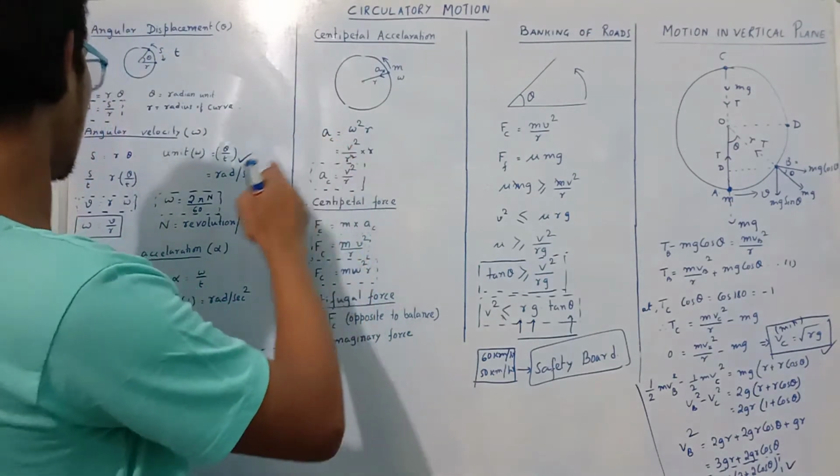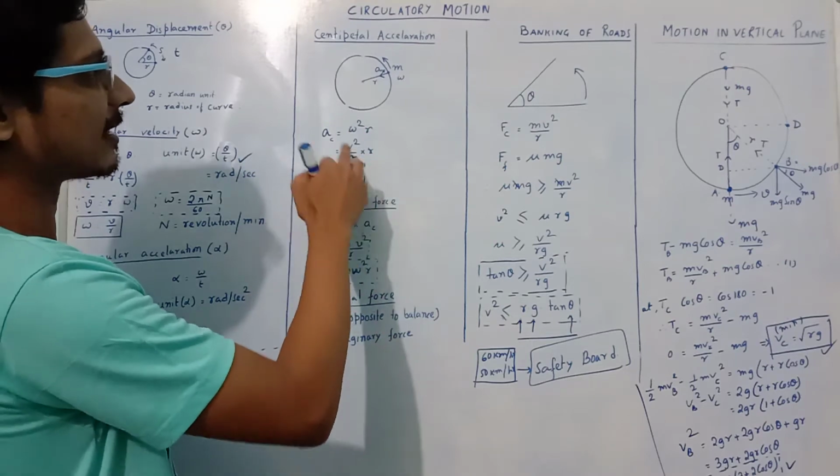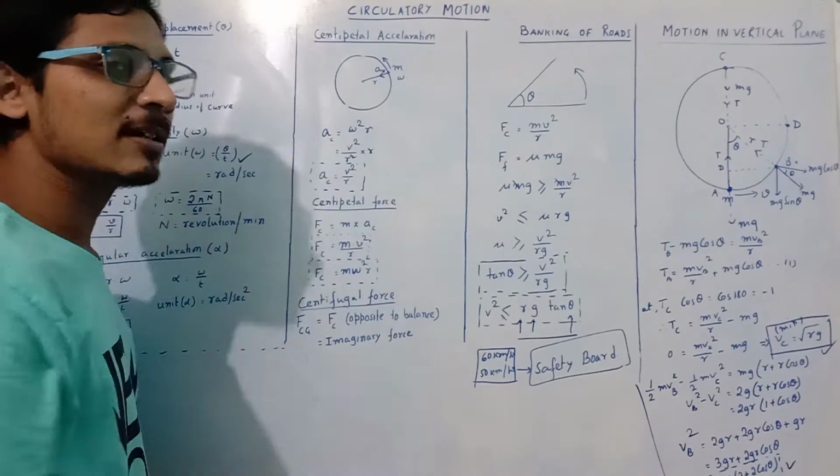Now omega is also v by r, so v square by r square into r. So the centripetal acceleration of the object will be v square by r.